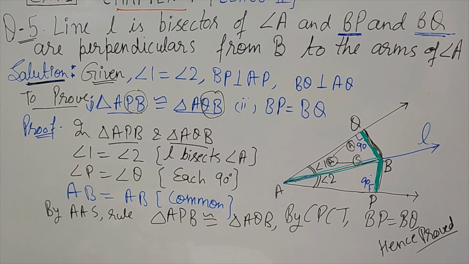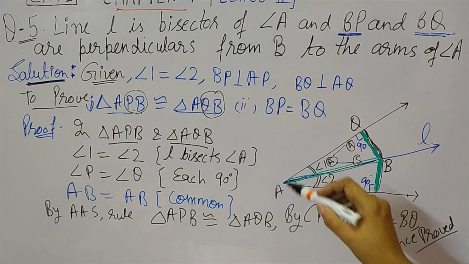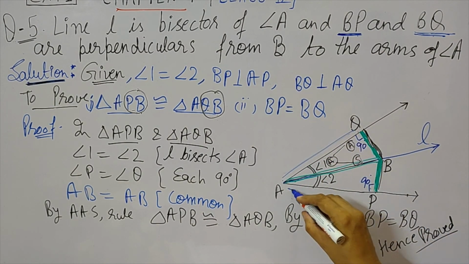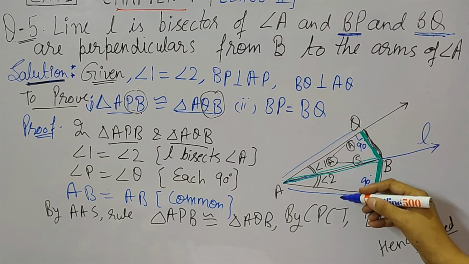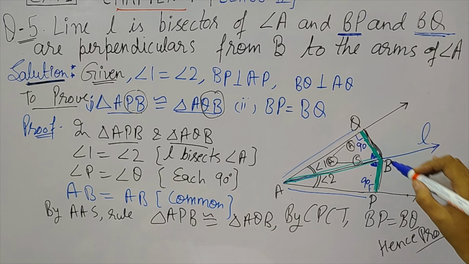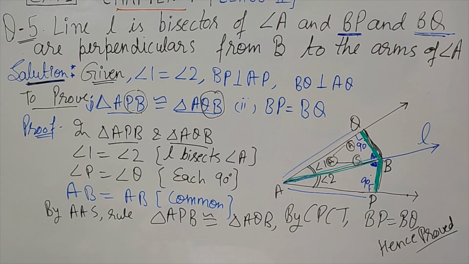It is proved. And if they ask about other corresponding parts, you can conclude that AQ is equal to AP, as these are corresponding to each other. And what about this third angle? These will also be equal. Okay, by any of the rules we have proved triangles congruent, and after proving them congruent, the remaining three corresponding parts will automatically be equal.